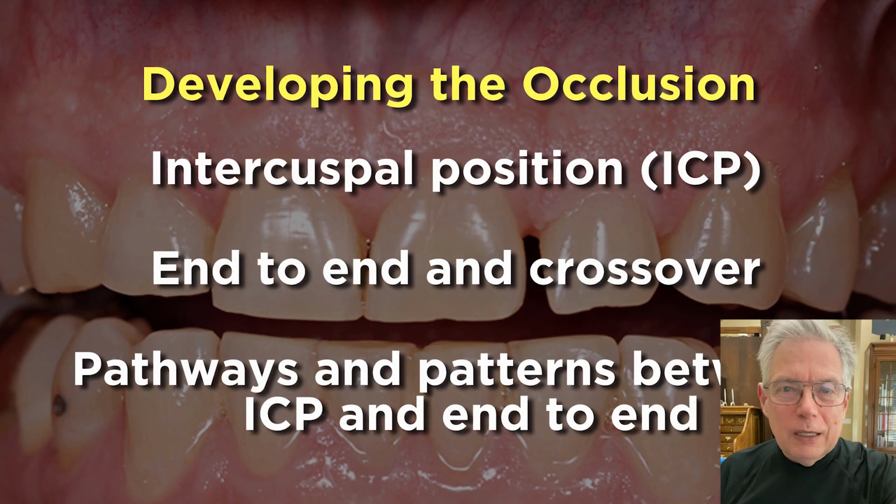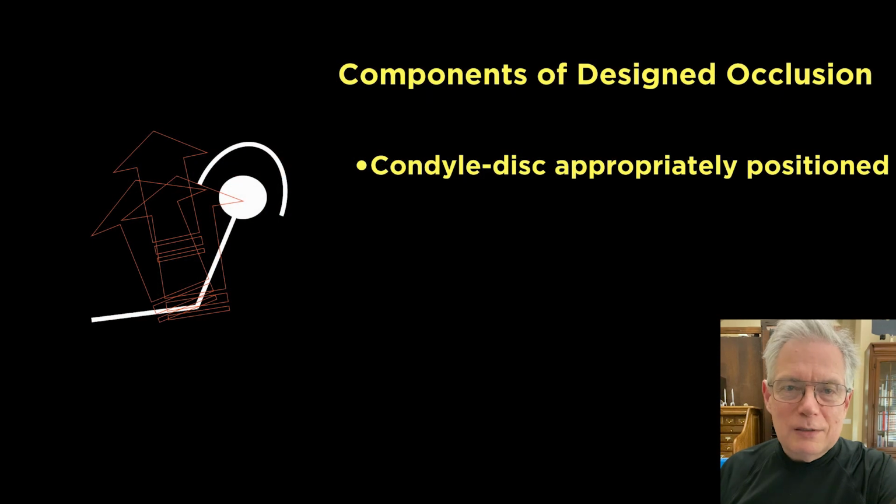Here's what you have to think about in developing an occlusion. You have to look and say, what is there in intercuspal position, how they relate, end-to-end and crossover, pathways and patterns between ICP and crossover. So here are some components of a designed occlusion. There has to be a condyle disc appropriately positioned at whatever reference you pick. My personal preference is a fully seated condylar position, or what is called centric relation. Again, I don't like those words, because they carry a lot of baggage. For me, it's just the place the condyles go to when there's no teeth involved, muscles fire, and it seats. It's a joint and it has a seated position. You can pick the one you want.